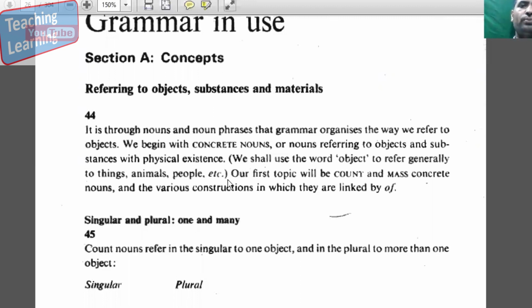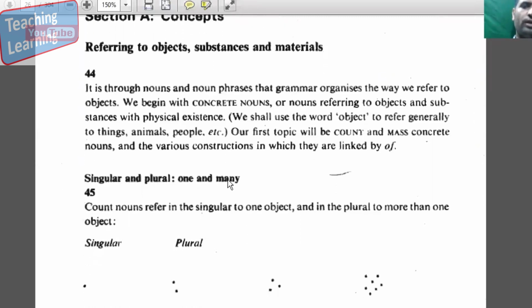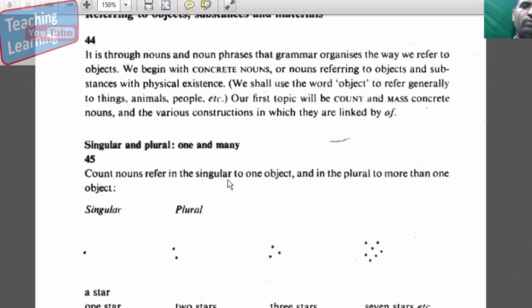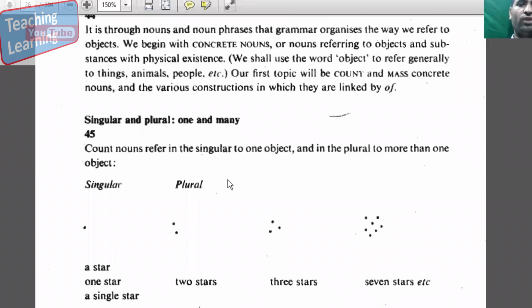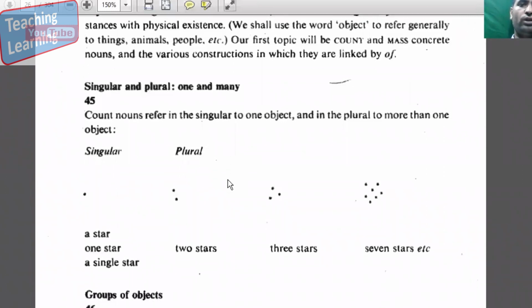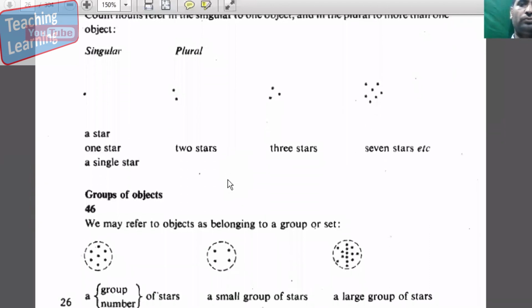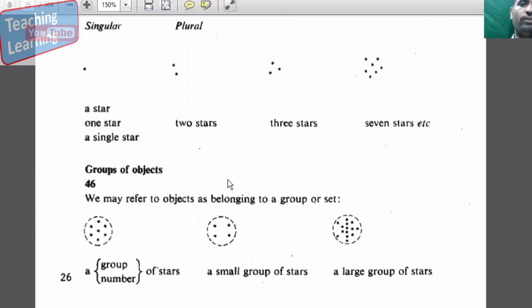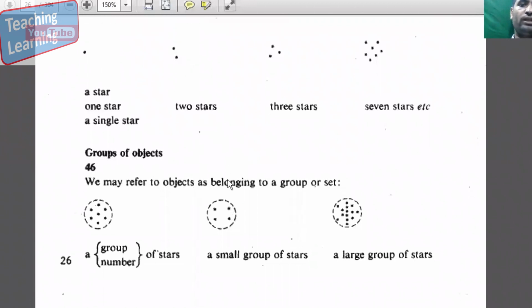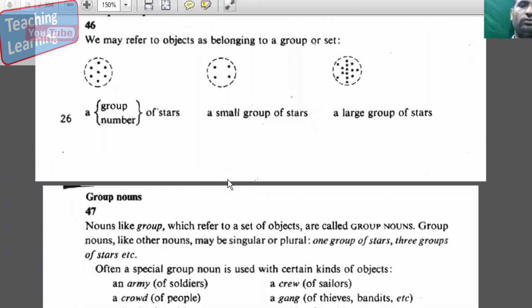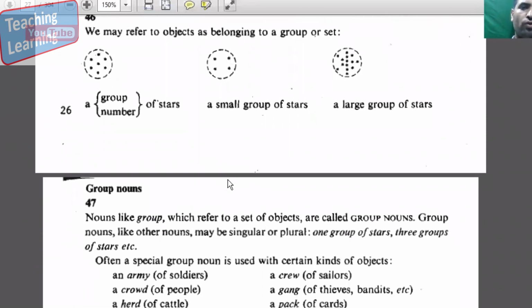If you see the subtopics referring to objects, substances, and materials, look at singular and plural, one and many that we discuss. Singular 1, plural 2, 3, 7 stars, group of objects, group of stars, small group of stars, large group of stars, group nouns.